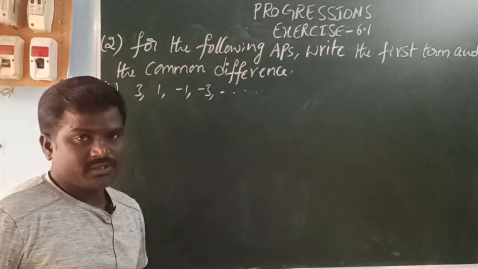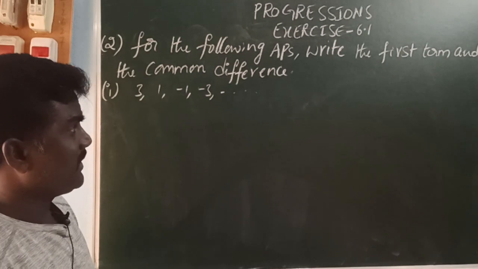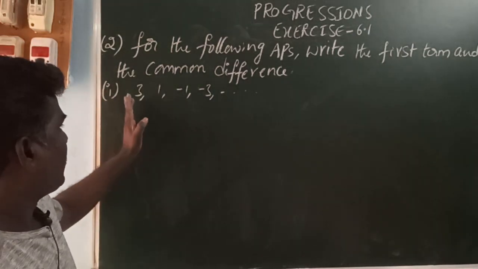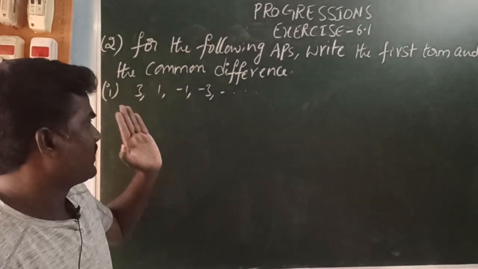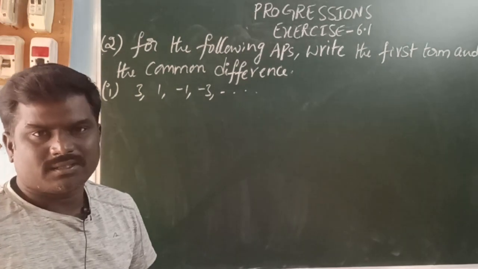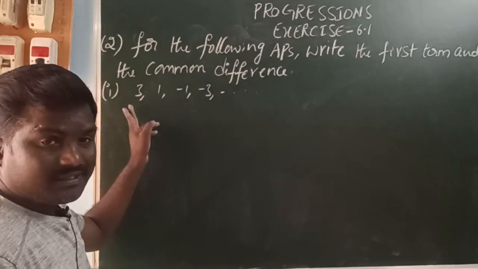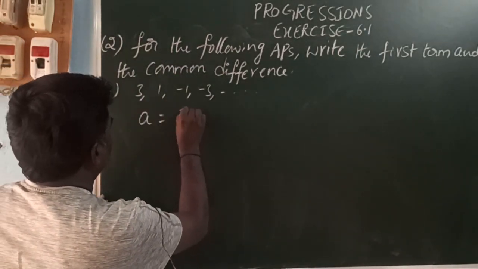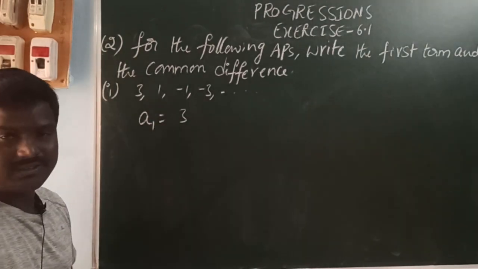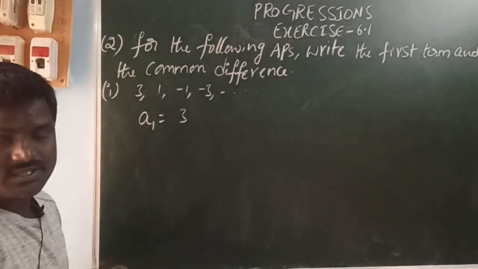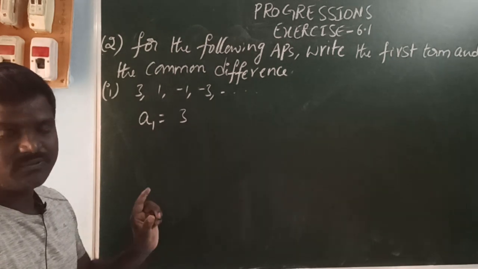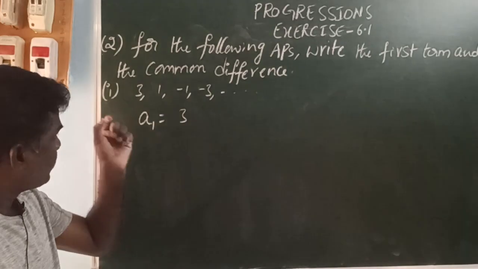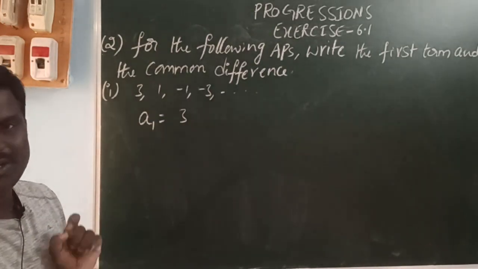Next, second question. For the following APs, write the first term and the common difference. So the first one: 3, 1, minus 1, minus 3. These numbers are called terms. So the first number is 3, that is, the first term is 3. So here a is 3, a1 is equal to 3. Next they are asking for the common difference. Common difference means what? The difference between any two consecutive terms. We get a constant, and that constant is called the common difference.